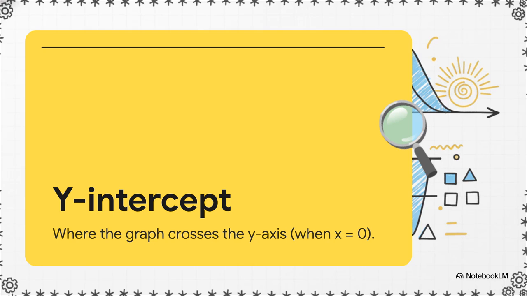Our third feature is the y-intercept. Now, this is exactly where the graph crosses the vertical y-axis. Mathematically, this happens when x equals 0. I actually like to think of the y-intercept as the starting line of our story. Think about it. Before any time has passed or any forward movement has happened on the x-axis, where are we starting? Well, that is your y-intercept.